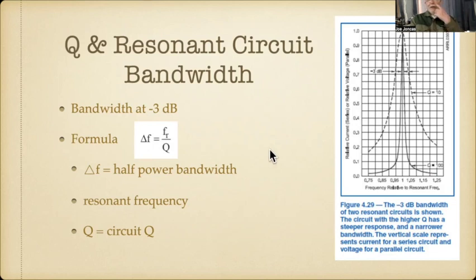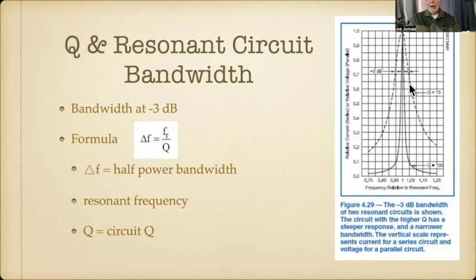So we also talked about Q. And I'm not talking about a Star Trek character. We're talking about electronics here. And I'm going to move this out of the way so we can see this clearly. When you're talking about Q, this dotted line right here is something that has a Q of 10. This line right here is a Q of 100. See how much sharper this is?